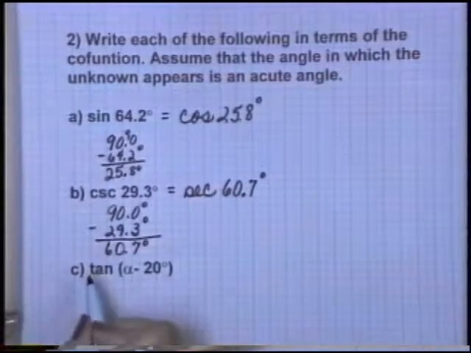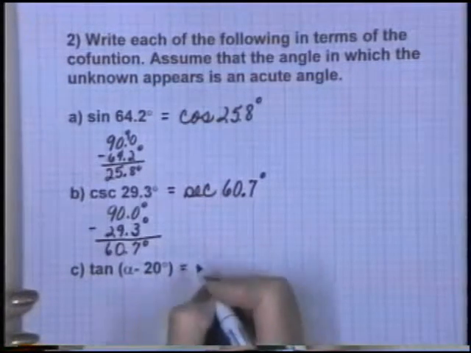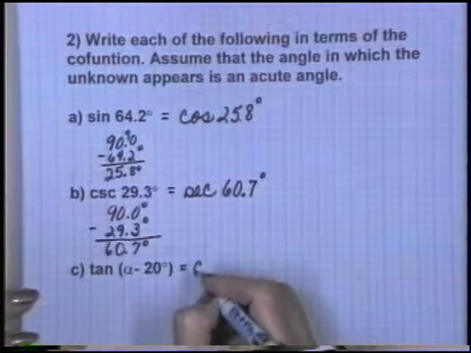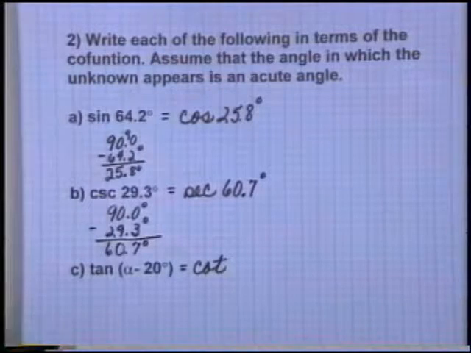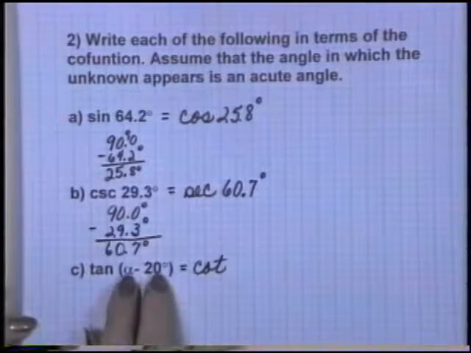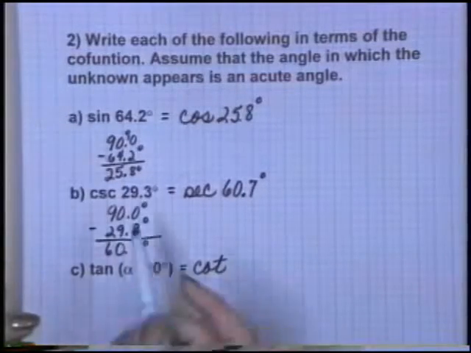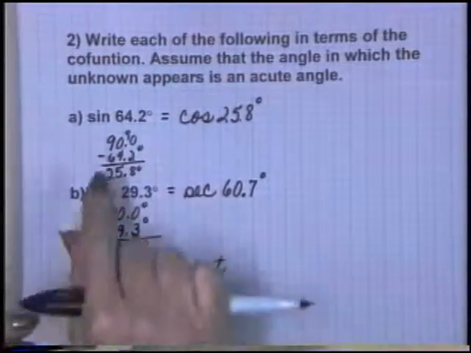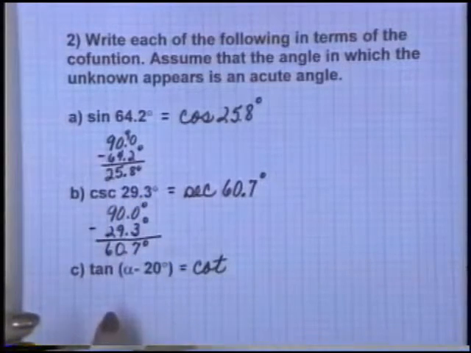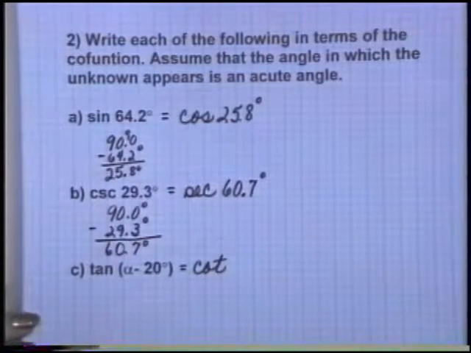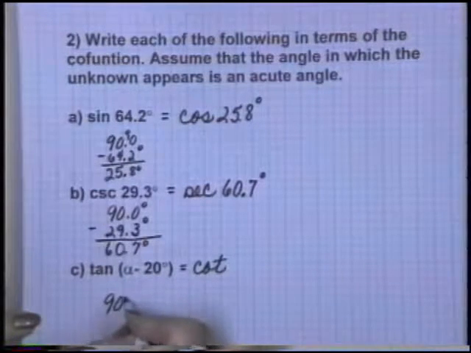Now look at this C problem. It's the tangent of alpha minus 20 degrees, and we know that the cofunction of the tangent is the cotangent, but what we've got to figure out is what's the complement of alpha minus 20 degrees. Well, what was it that we did in these two problems? When we were given the angle to find the complement, we subtracted it from 90 degrees, didn't we? Well, we're going to do the same thing here.